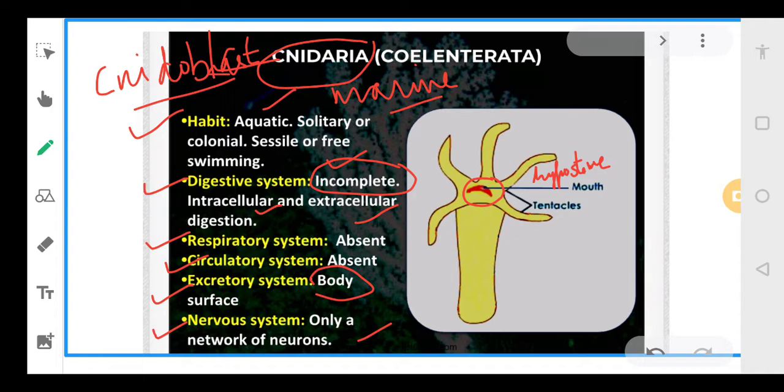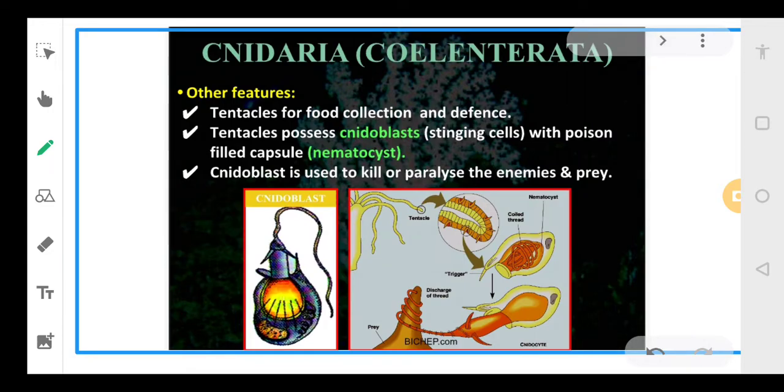As you can see, this is a picture of Hydra. The mouth is surrounded by tentacles so that they can trap organisms. These tentacles help in food collection, and secondly they provide defense to the organism. The tentacles further contain the special cells, as I've already told you, which give this phylum the name Cnidarians: the cnidoblast cells, or stinging cells.